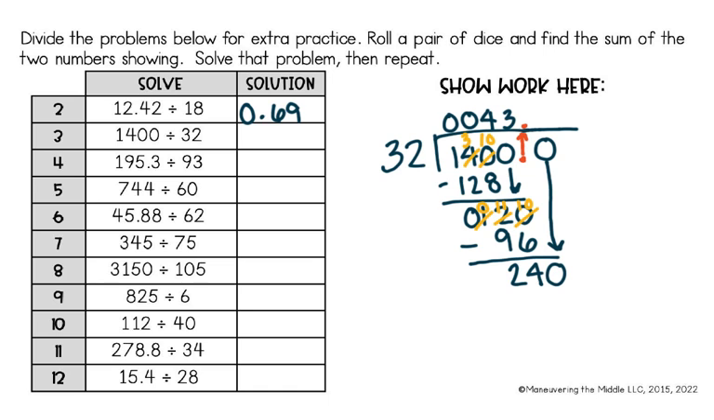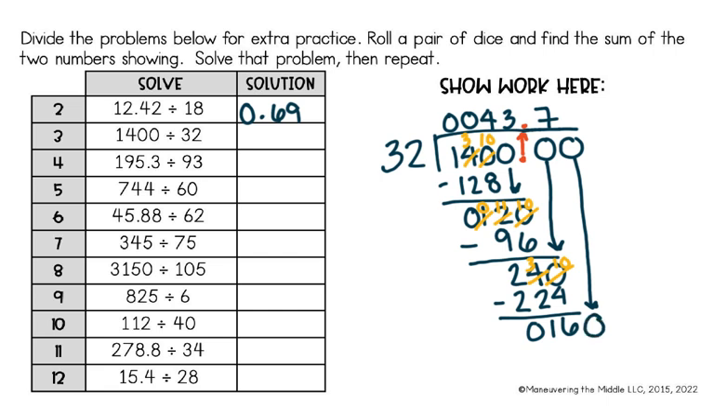32 can go into 240 7 times, and 7 times 32 is 224. Now I'm going to go ahead and subtract. So first we have 0 minus 4, which we can't do. So I'm going to borrow from the 4. That becomes a 3, and our 0 becomes a 10. 10 minus 4 is 6. 3 minus 2 is 1. 2 minus 2 is 0. So again, we still have that remainder. So I'm going to go up here, add another 0, bring that down, and now we have 160.